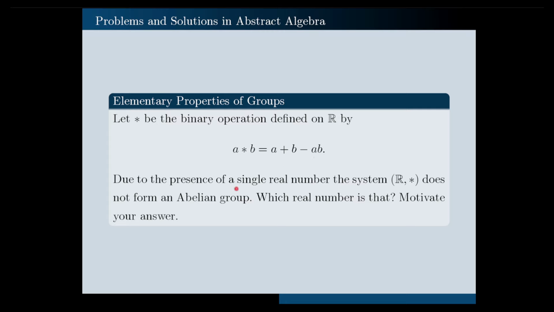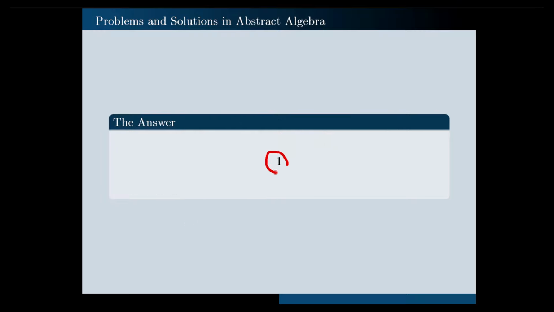Due to the presence of a single real number, the system R and star does not form an abelian group. Which real number is that? Motivate your answer. That is a good idea to pause the video at this point and give it a try yourself. If you understand the problem in the correct way, the answer will be 1.